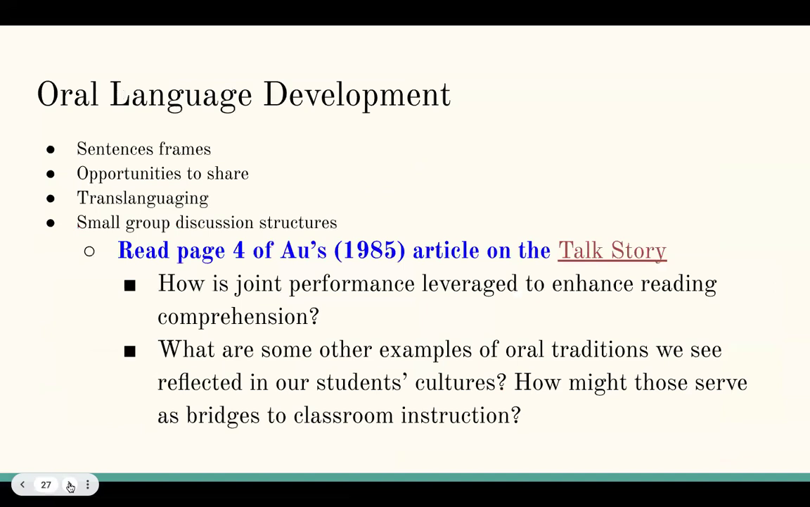Also along the lines of oral language development, in addition to using sentence frames or opportunities, multiple opportunities to share, whether that's small group, cooperative learning structures, or whole group, we could draw from translanguaging strategies to create spaces for students to share in what they see as safe environments.